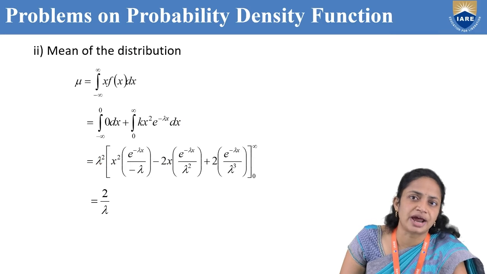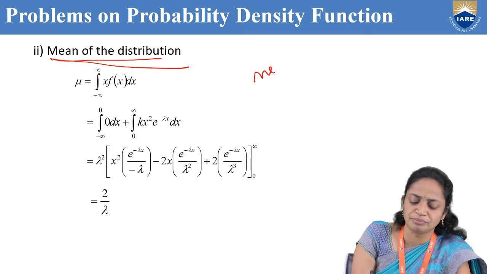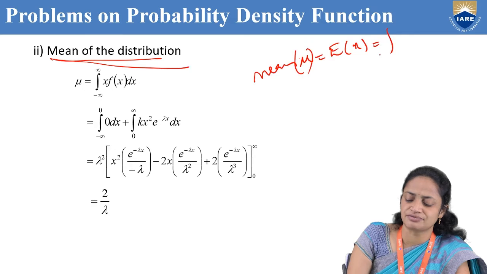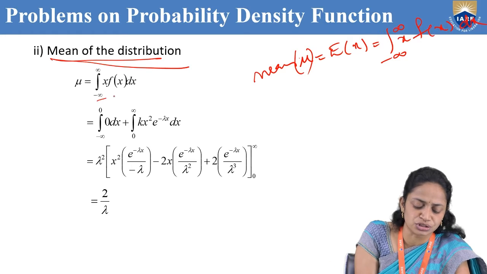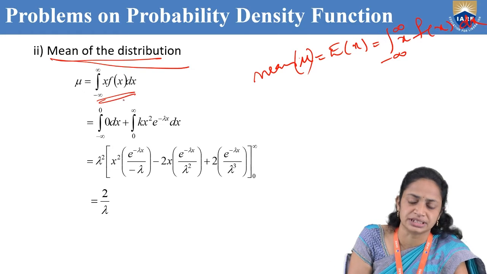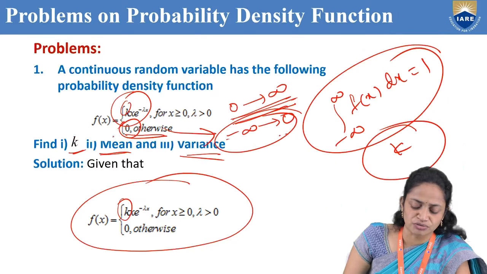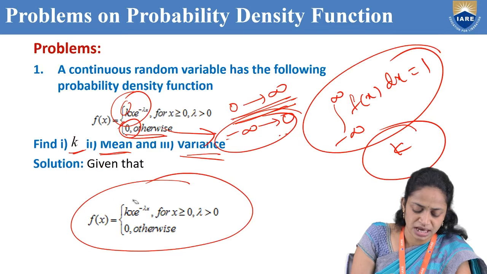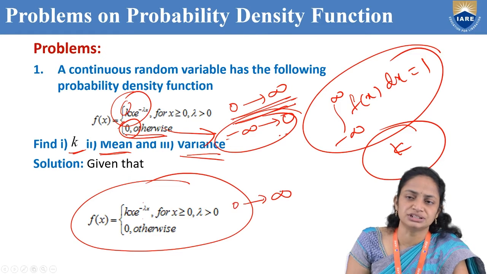Like that we need to find the mean of the distribution. So what is the mean? We know the formula: mean mu equals E of x, which is the integration over minus infinity to infinity of x into f of x dx. So this is our formula, right? Here I am splitting the limits according to our function. What is our function? Here f of x equals k into x e power minus lambda x, where the limits are 0 to infinity.